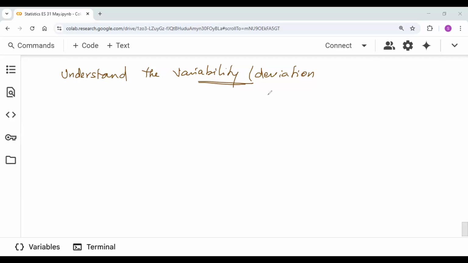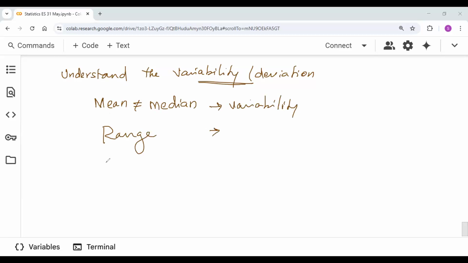Okay, so using the standard deviation, especially in all the descriptive statistics, okay, using the mean you are able to detect the variability, right? Which means if the mean is not equal to median, if the mean is much greater or much lesser than the median, then you can detect there is variability in your data, right? And also with the standard deviation, range is also another factor that you can use to understand the variability. And then standard deviation.